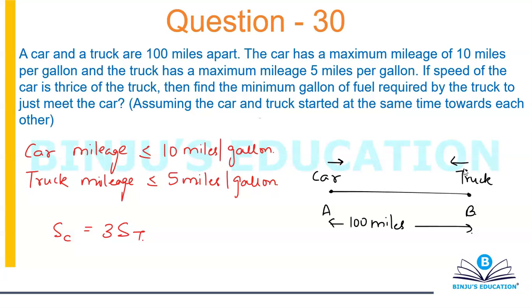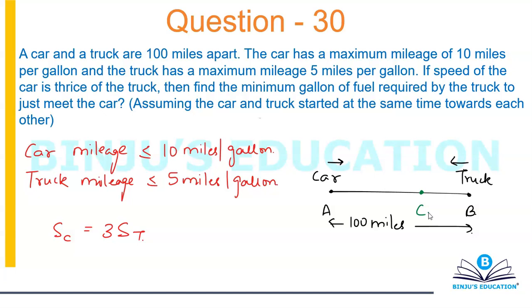Now if they both start at the same time, and the speed of the car is 3 times the speed of the truck, let's suppose they meet at some point C. It's going to be closer to B, because the speed of the car is more. Now the car started from point A, the truck started from point B, and they both meet at point C.